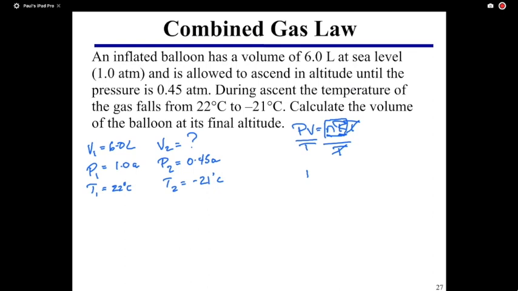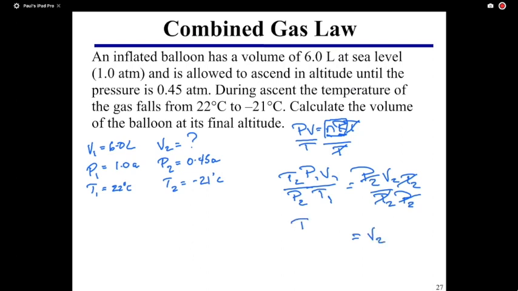All right. P1 V1 over T1 equals P2 V2 over T2. Okay? Good. Times T2 on both sides. That gets rid of this. Divided by P2 on both sides. All right, that's good. Now, V2 equals the temperature 2, pressure 1, V1 over pressure 2 divided by T1. All right, very good. Whew.